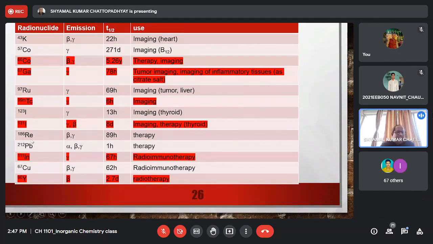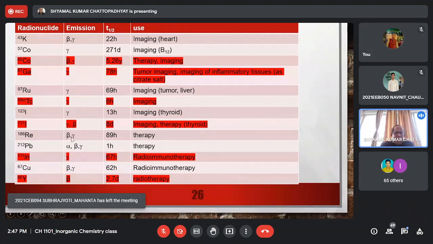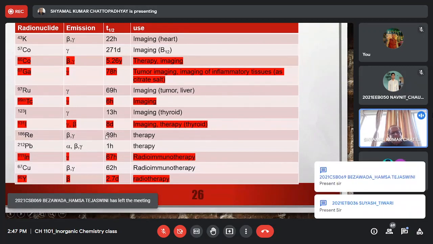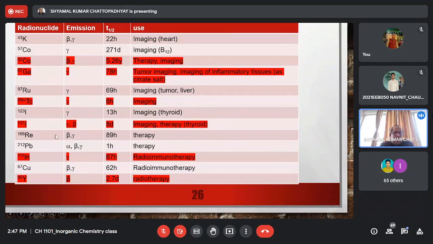Then we have rhenium 186, again a relatively new radioisotope, which is both beta and gamma emitter, but it is more a beta emitter than gamma emitter, because it has been marked bold, meaning it is more a beta emitter. Half-life is 89 hours, and it is one of the preferred modern beta emitters for therapy. Right, lead 212. It is not much important nowadays because of the toxicity of lead. It emits alpha, beta, and gamma, and half-life is also not very good. So it can be used for therapeutic purposes, but gradually it has been made obsolete.